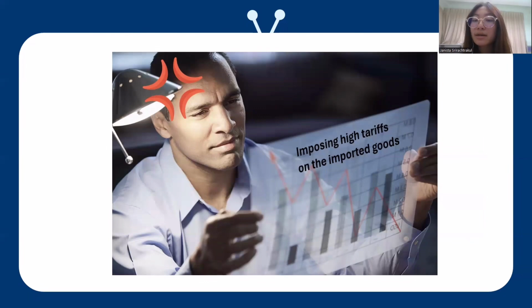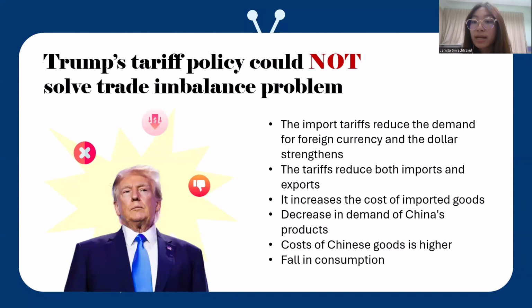But why are many economists against Trump's idea of imposing high tariffs? The reason is that imposing high tariffs will reduce the demand for foreign currency. As you can see in the previous graph, there is a higher real exchange rate and the dollar strength decreases. Thus, the tariffs reduce both imports and exports. Moreover, tariffs increase the cost of imported goods, which will affect the demand of groups of people that also consume China's products. Therefore, the cost of those products will increase and consumption will fall.